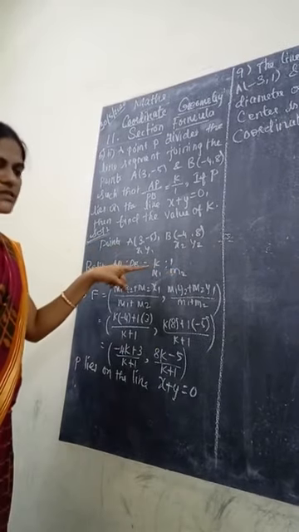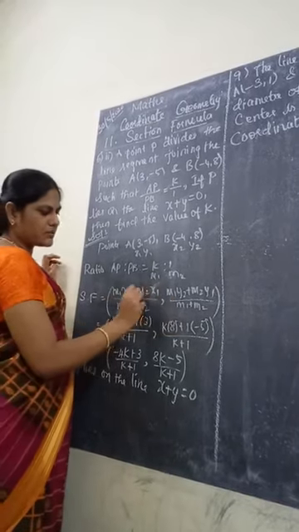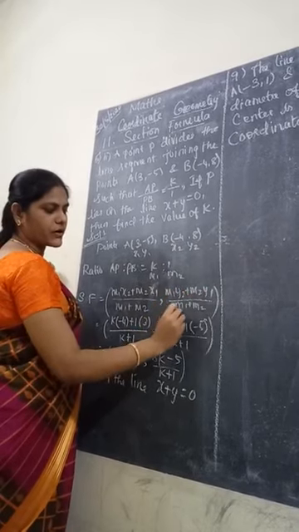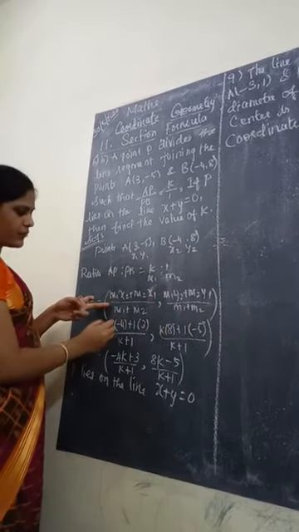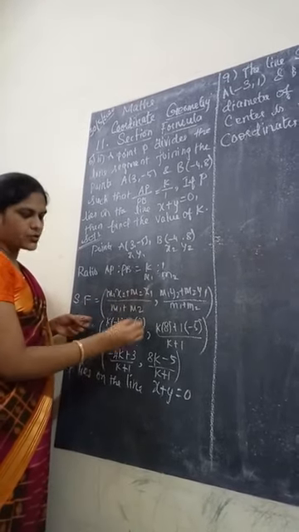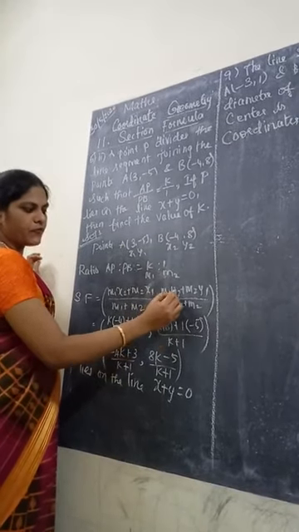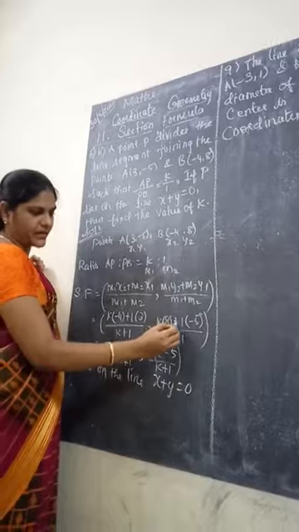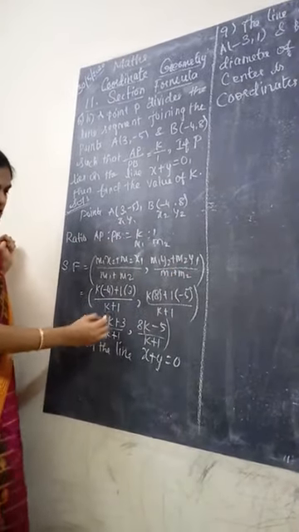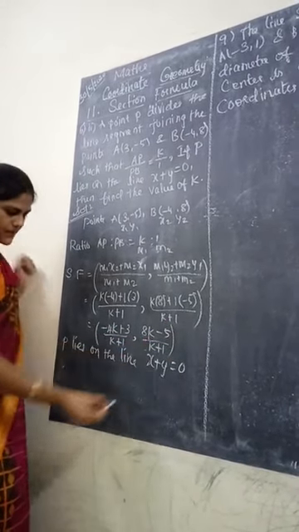So we have 2 points and one ratio, so we need to use the section formula. m1 x2 plus m2 x1 divided by m1 plus m2, m1 y2 plus m2 y1 divided by m1 plus m2. Next, m1 value K, x2 value minus 4, plus m2 value 1, x1 value 3, divided by K plus 1; m1 value K, y2 value 8, plus m2 value 1, y1 value minus 5, divided by K plus 1. Next, minus 4K plus 3 divided by K plus 1, 8K minus 5 divided by K plus 1.